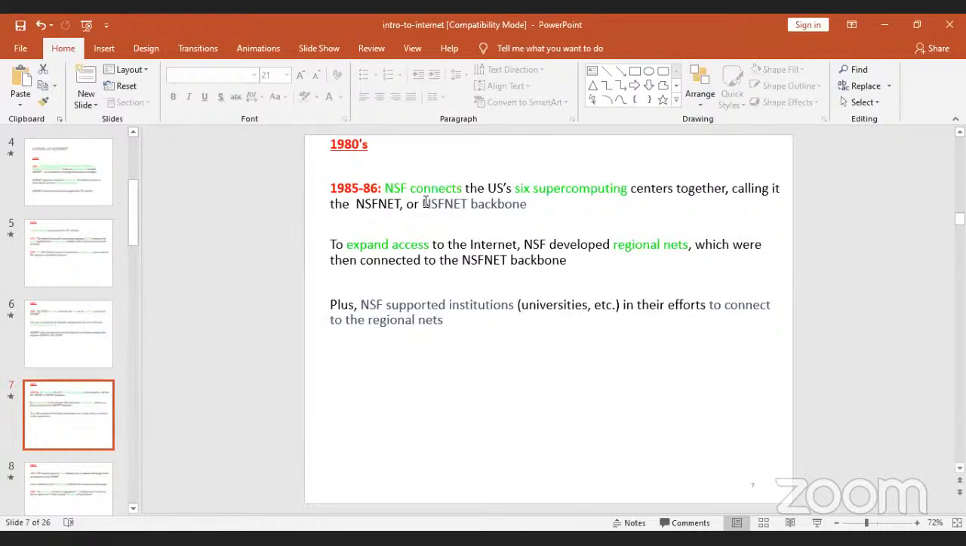Because of the capability of this NSFNet, it has a very high speed. One of the improvements that the NSFNet brought about is the high speed of information transfer. They were able to improve on the speed of ARPANET. This made the NSF become a new backbone of the internet, a new foundation. They also developed the regional nets, which were then connected to the NSF.